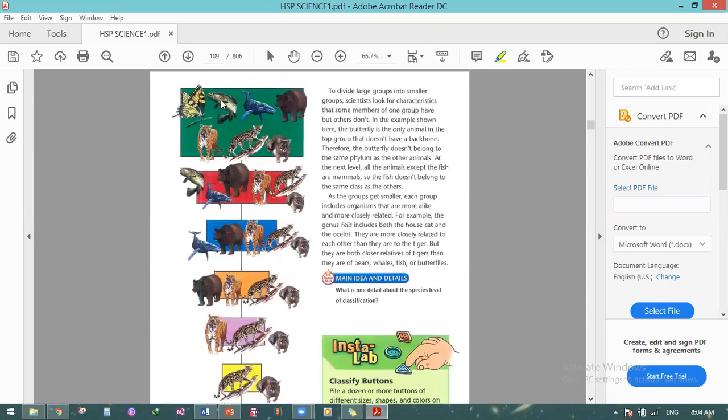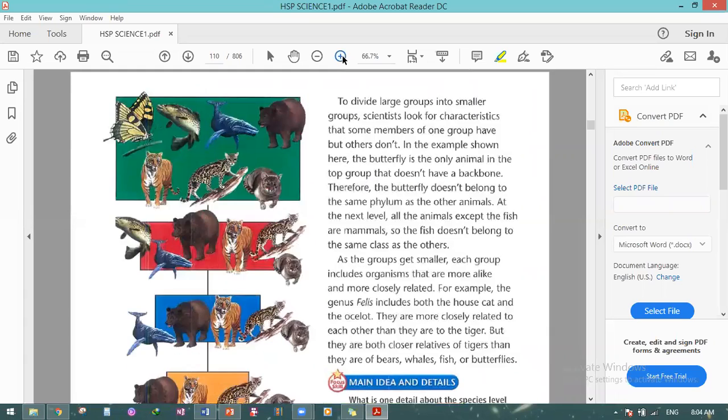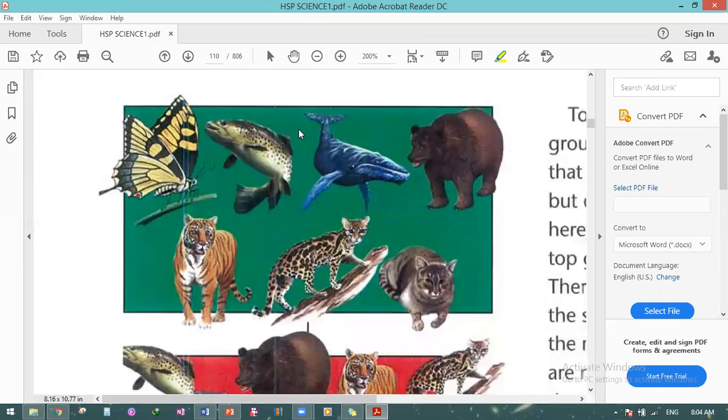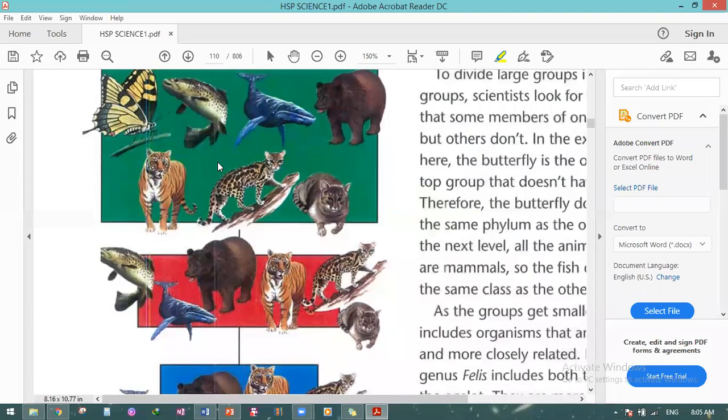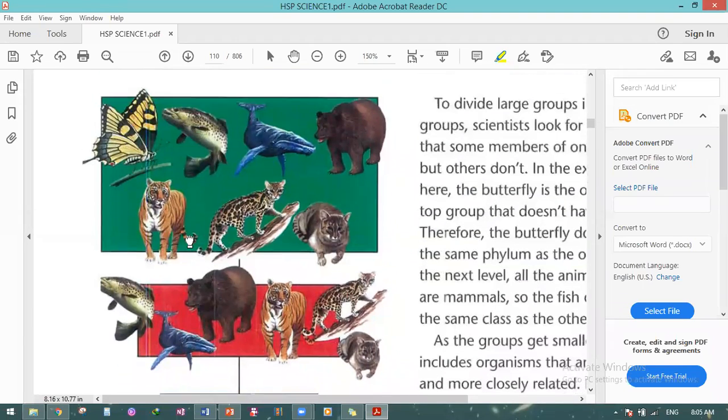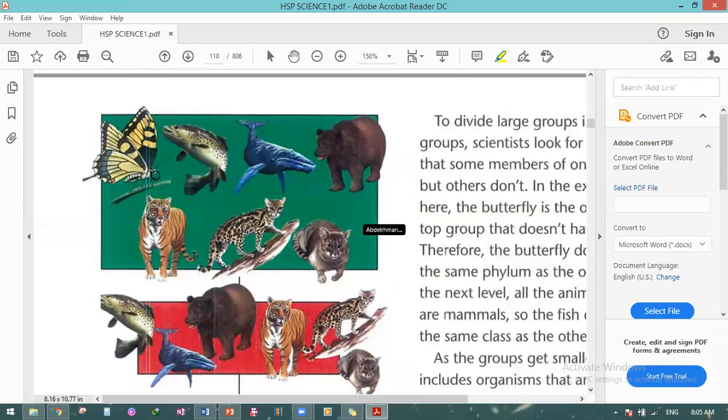So we start with the kingdom again. Can you see, guys, how the kingdom is filled with a lot of animals? Because this is kingdom Animalia, or kingdom animals, the kingdom for animals. You can see how many animals we have in this kingdom. Those are, of course, examples; we have more. When I say phylum, you can see that the butterfly was not included. We still have fish, whale, bear, tiger, the wild cat, and house cat.